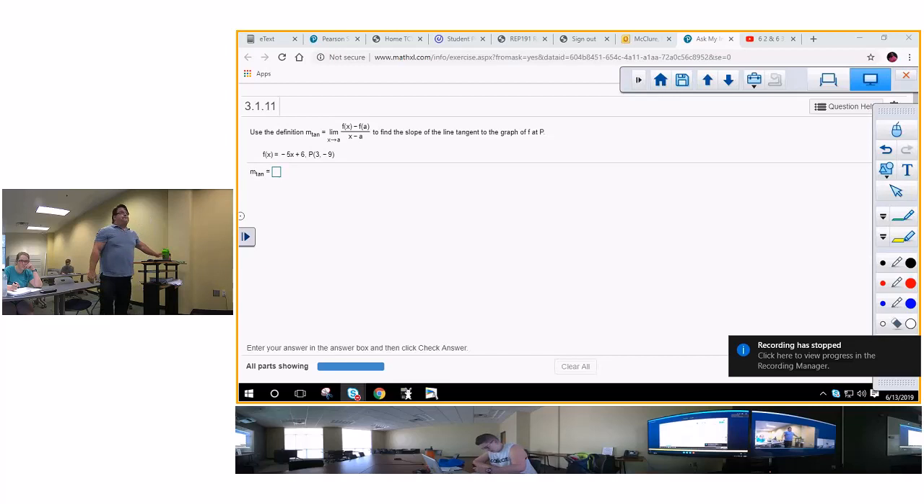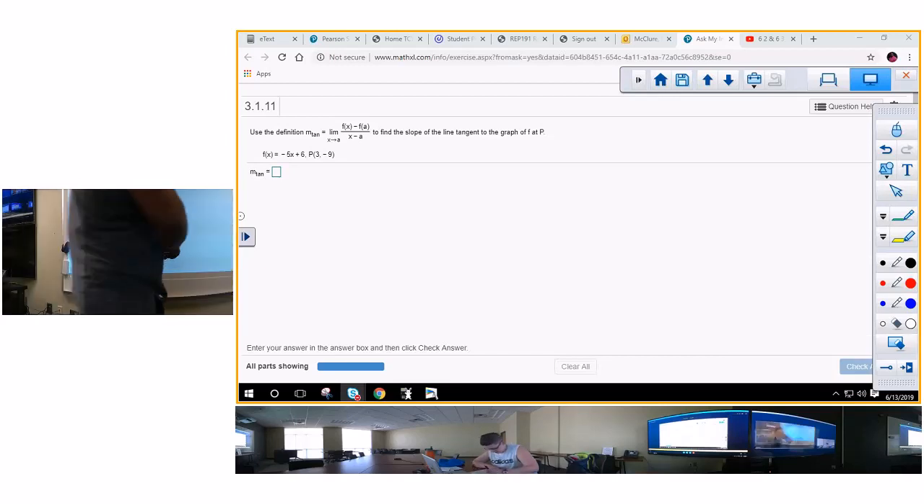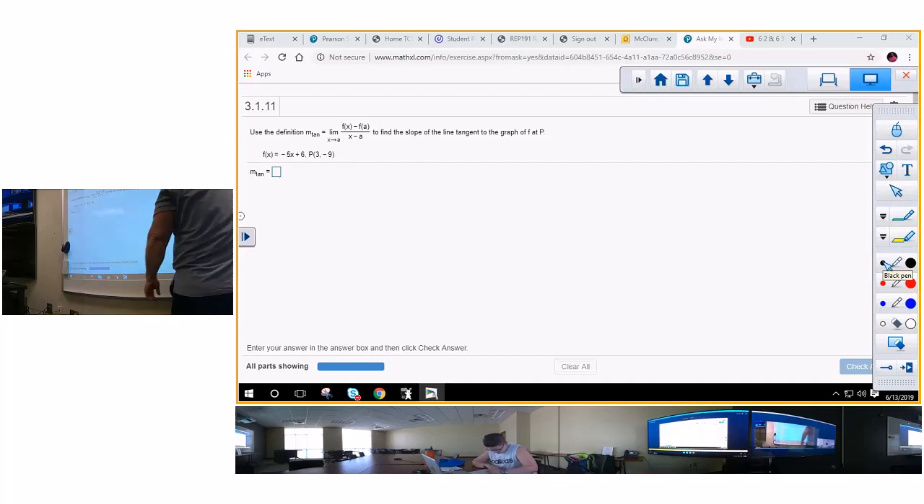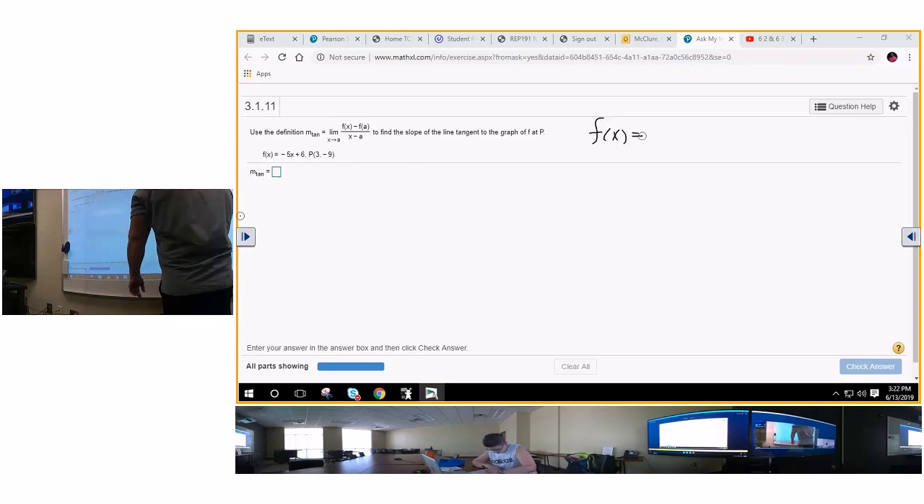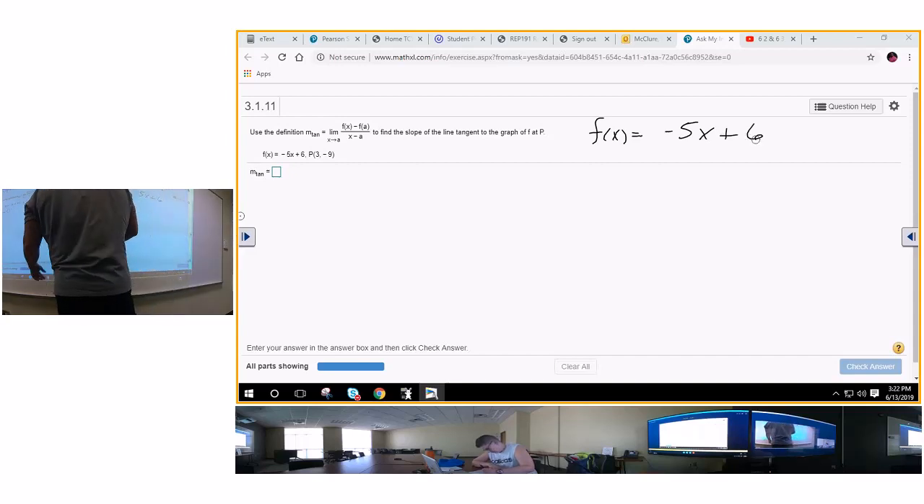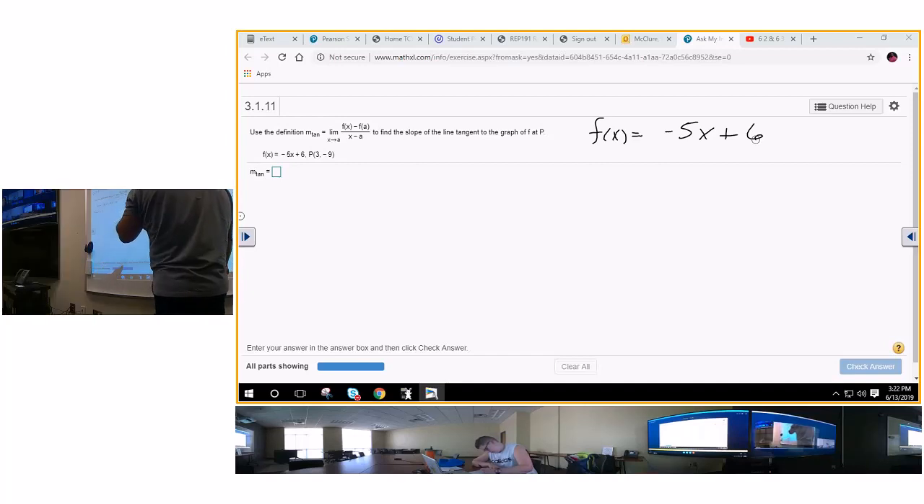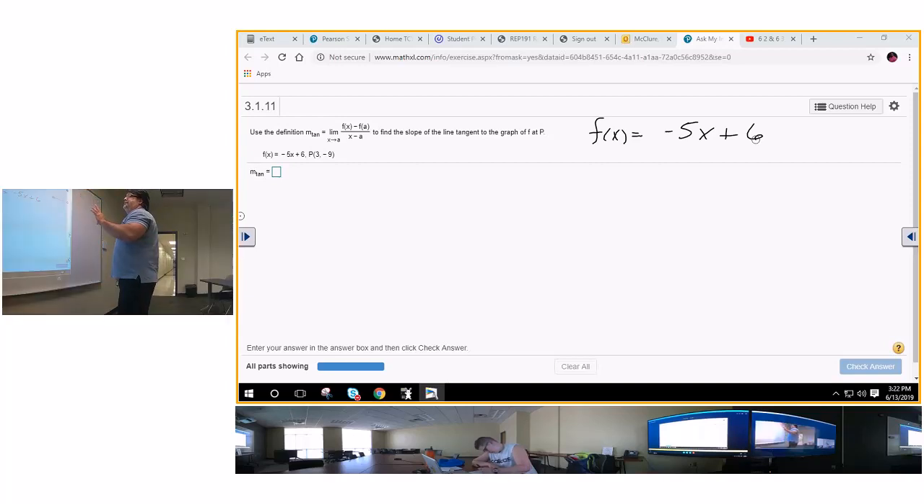Okay, so we got f of x is equal to negative 5x plus 6. So we're talking about f of x minus f of a over x minus a. Now this is kind of like your difference quotient, except it's f of x minus f of a. And what are they giving you right here? What's that point?